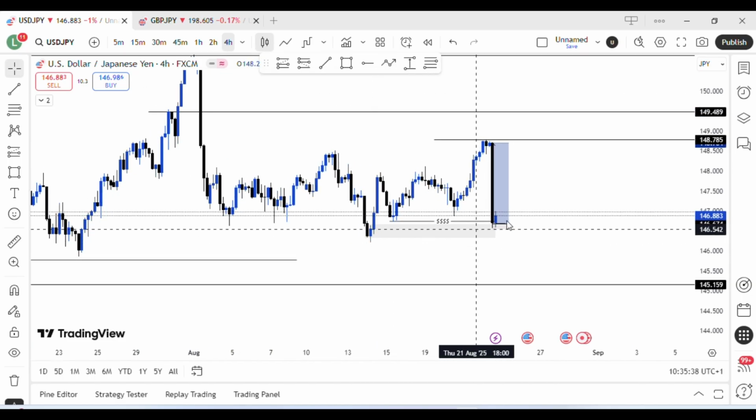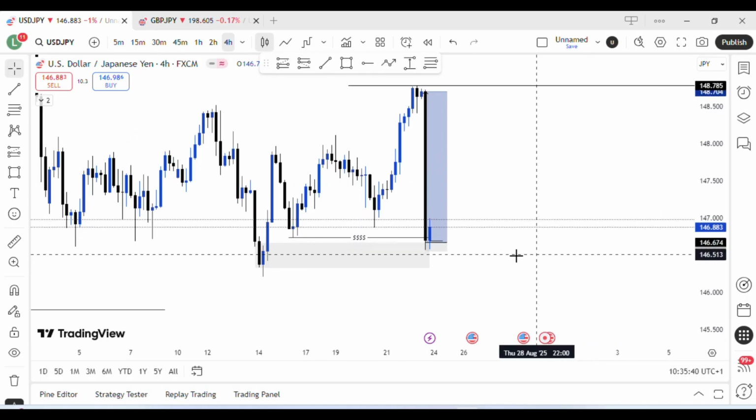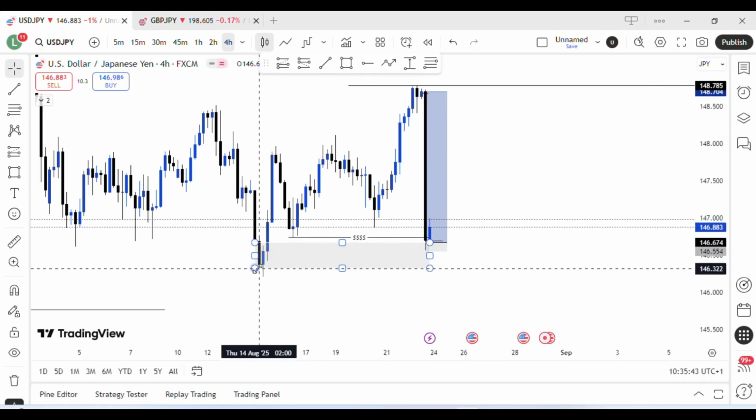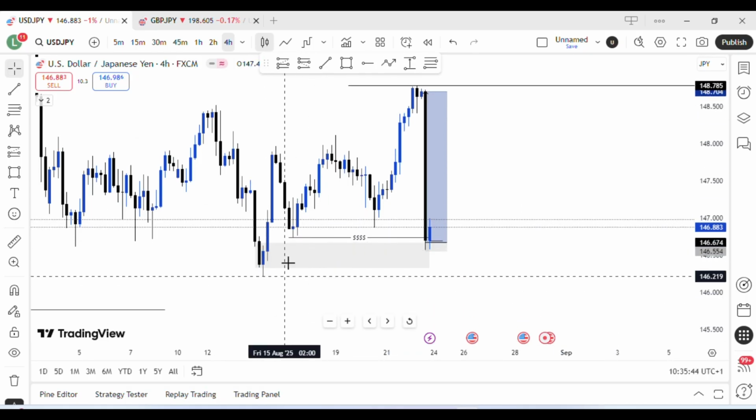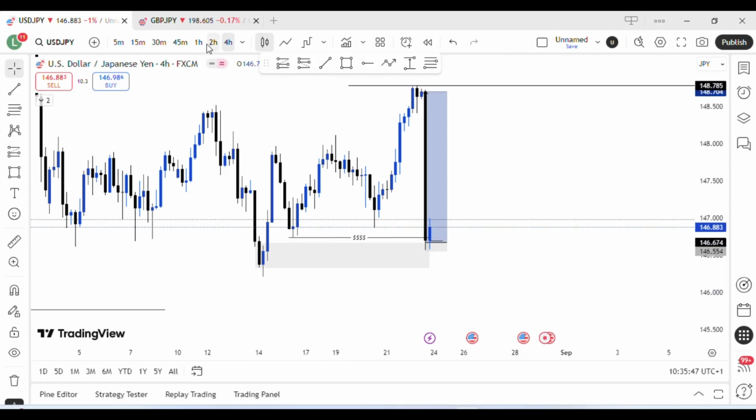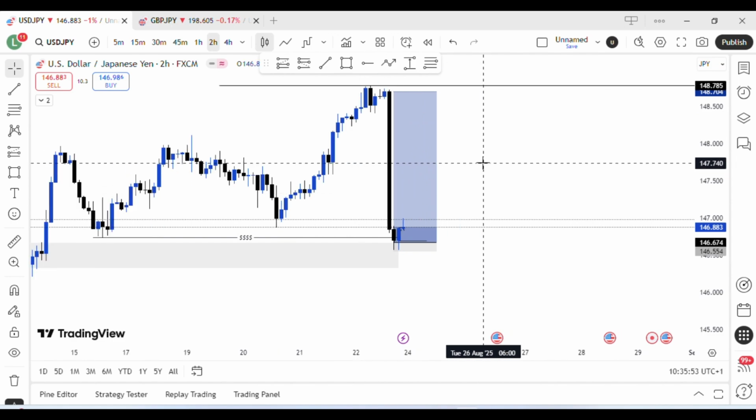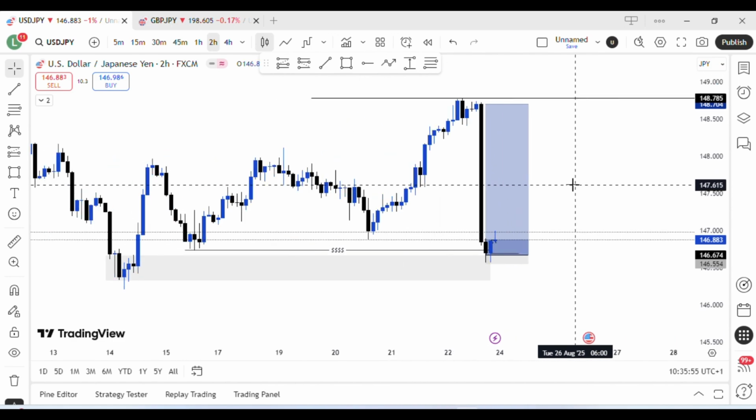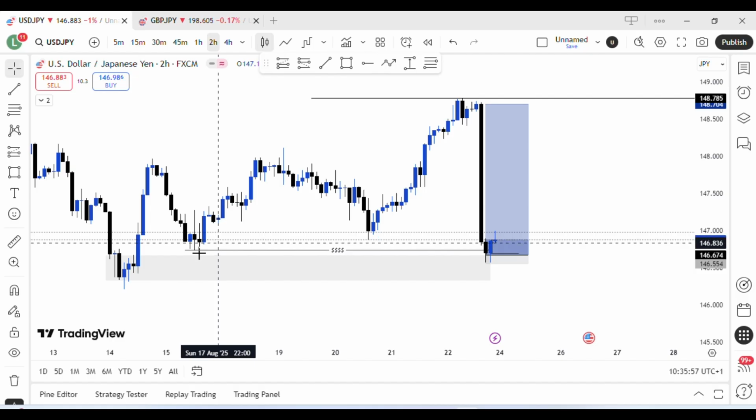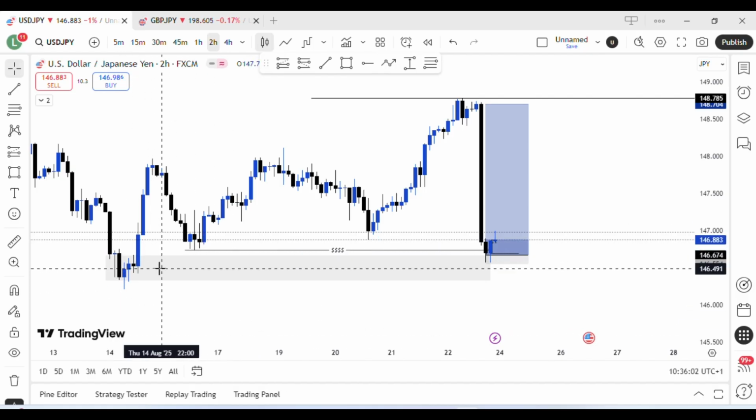So here we have an order block. Our order block is here. This is the 4 hour time frame. Normally I use the 2 hour time frame as my higher time frame, because I'm a day trader. So on the 2 hour time frame, I have something like liquidity over here, and my order block.